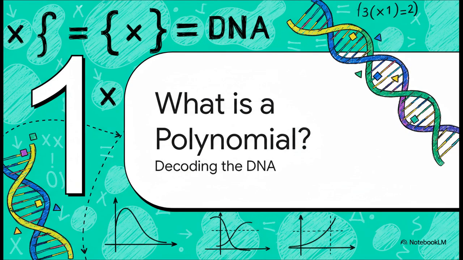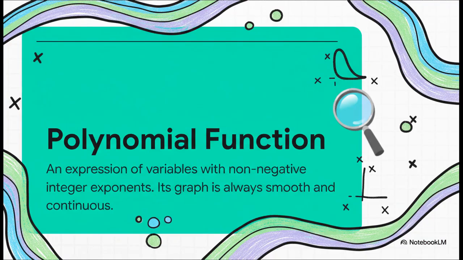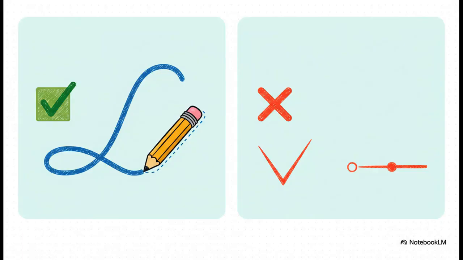Okay, so we get it. They're super important. But what is a polynomial, really? Let's break it down and get into the fundamentals, kind of like decoding the DNA of these amazing functions. So at its heart, a polynomial is just a math expression. It's got variables, like x, and those variables are raised to whole number exponents, and they're multiplied by some numbers. But here's the key, the one thing you absolutely have to remember visually: the graph of a polynomial is always smooth and continuous. No breaks, no gaps, no sharp, jagged corners. Ever.